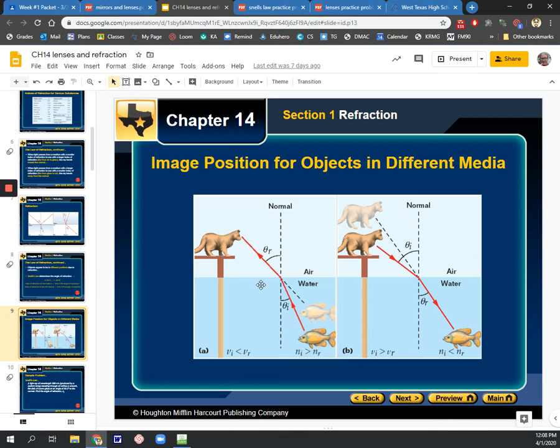This is a fun slide because this is all about perspective. From the cat's perspective, even though the fish is actually here, the fish appears to be right here. Okay, from the cat's perspective, it looks like the fish is here when the fish is actually here. From the fish's perspective, it looks like the cat is actually here when the cat, in fact, is right here. So refraction can actually play different tricks on your eyes depending on where you happen to be.